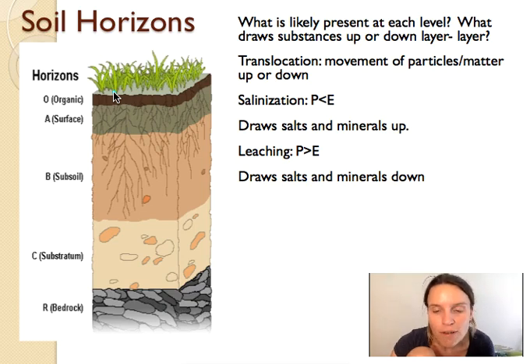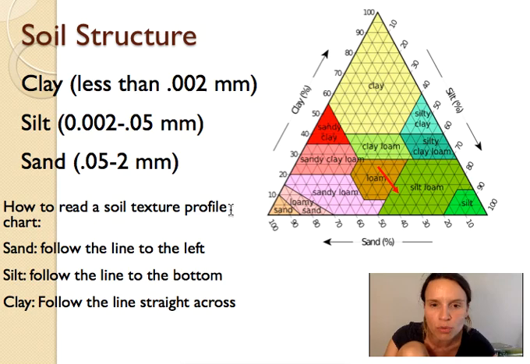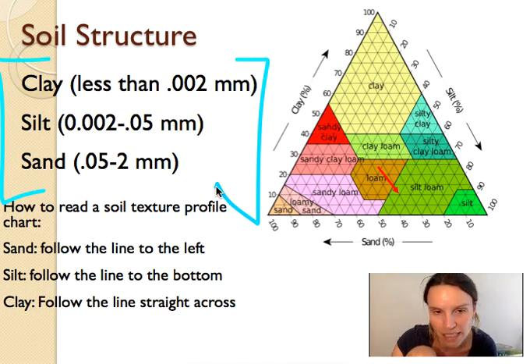The kinds of mineral particles that you have present in your soil contribute significantly to how translocation occurs. So let's take a minute to talk about some of the different mineral particles that are present in soil. There are three sort of classes of particles: clay, silt, and sand, and that's in order from smallest to biggest.